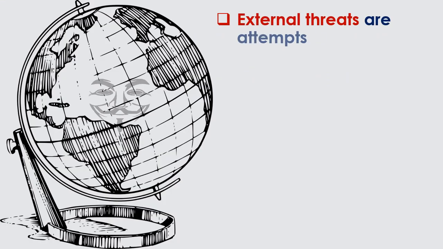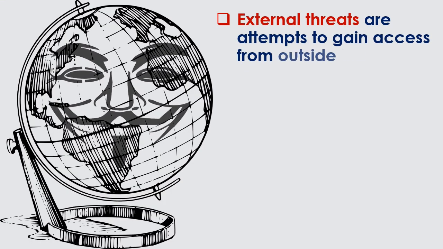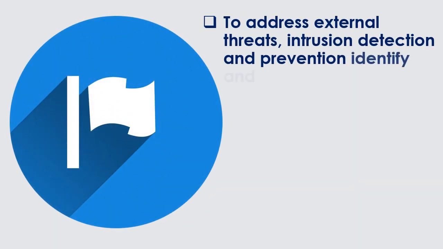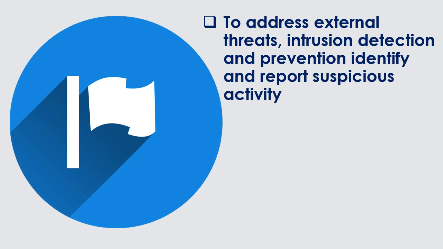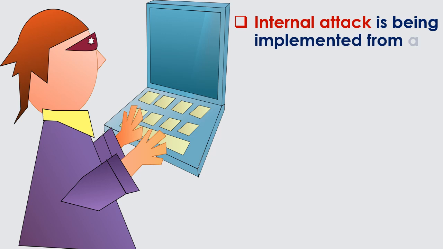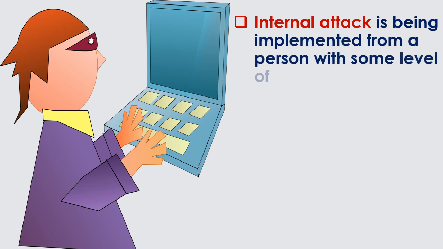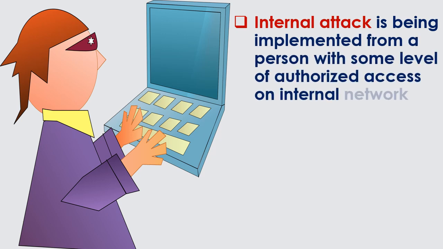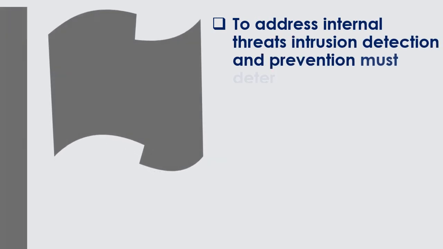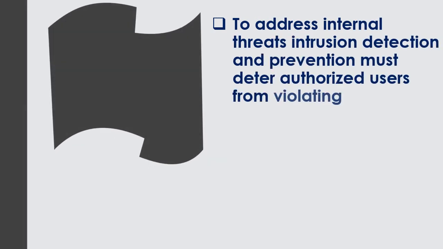External threats are attempts to gain access from outside the company's network. To address external threats, intrusion detection and prevention identify and report suspicious activity. To address internal threats, intrusion detection and prevention must deter authorized users from violating internal policies.